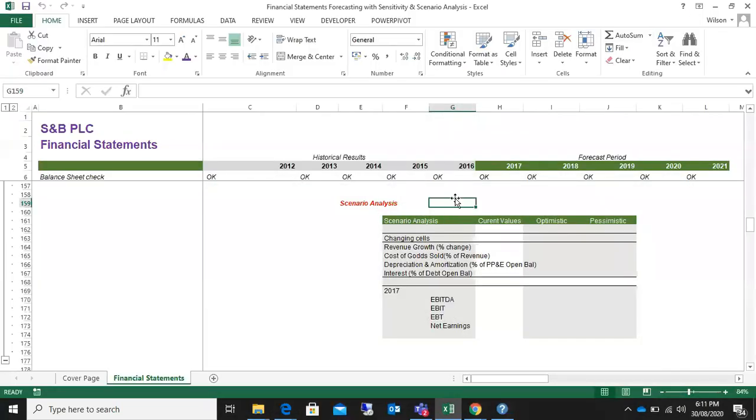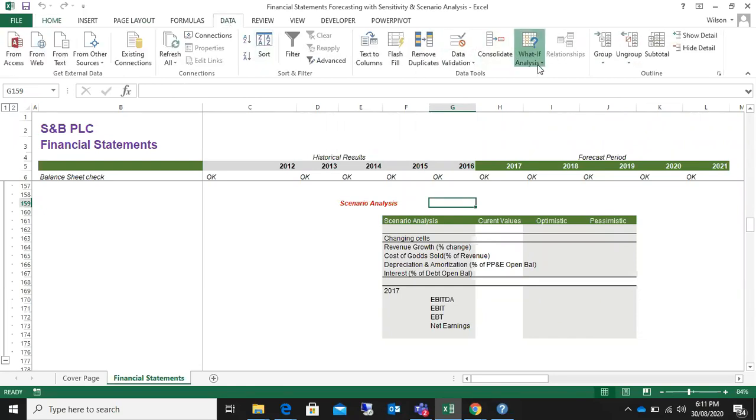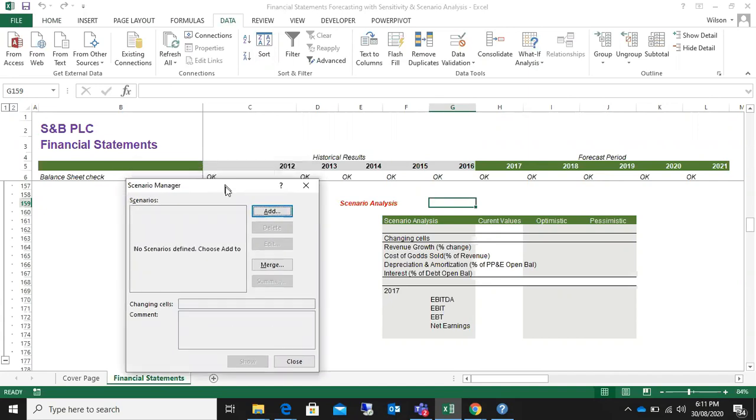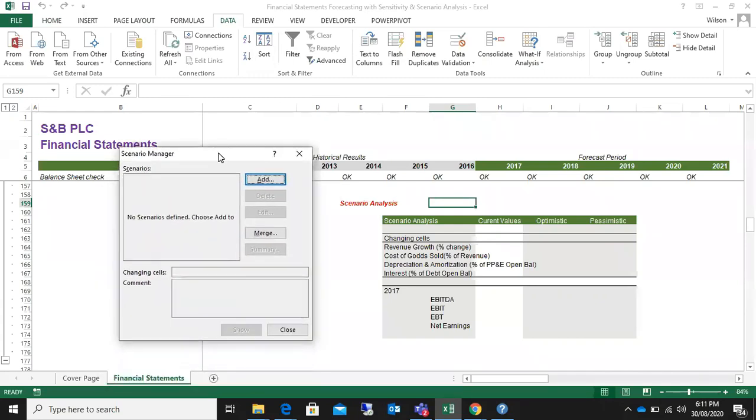So you will still come to home. From home, you will come to data. What if, now this time around, we are selecting scenario manager? Okay. So I'm going to delete what we have here before. Now I'm going to be performing some analysis here. So please follow me. It's step by step. It can be quite confusing, but just follow me step by step.